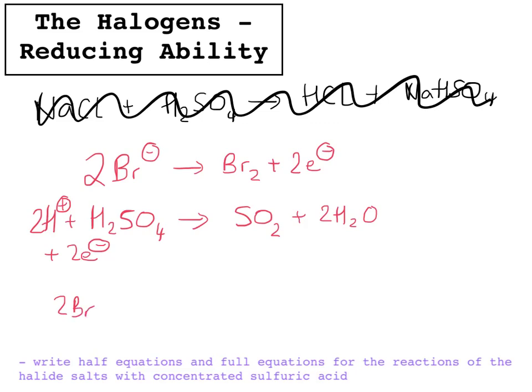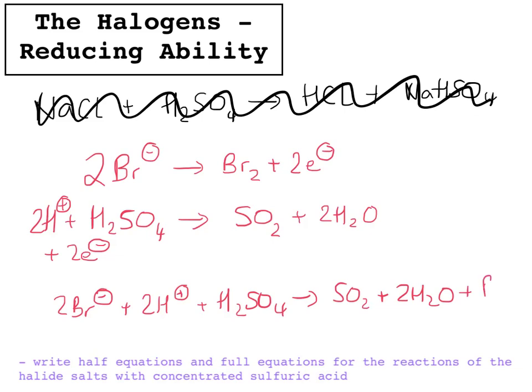So you've got 2Br minus plus 2H plus plus H2SO4 goes to make SO2 plus 2H2O plus Br2. So as I say, you don't have to remember this equation. If you can just remember what is made and what they're made from and how to balance the half equations, how to combine them, this equation will come naturally. You don't have to remember the equation off by heart.